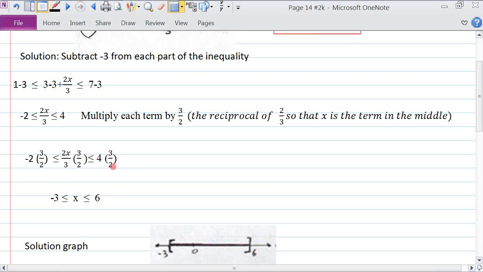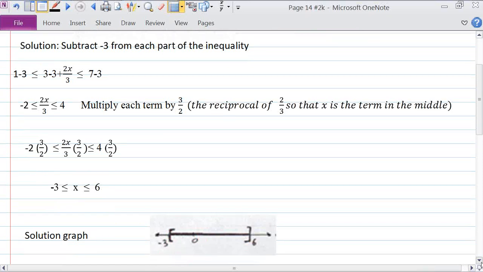4 times 3 over 2 is 12 over 2, which is 6. Or I can do 2 into 4 is 2, and 2 times 3 is 6. So now we have minus 3 is less than or equal to x is less than or equal to 6. So we know that x lies between minus 3 and 6, but could include 6 and minus 3. That's a possibility. So there's the solution graph.